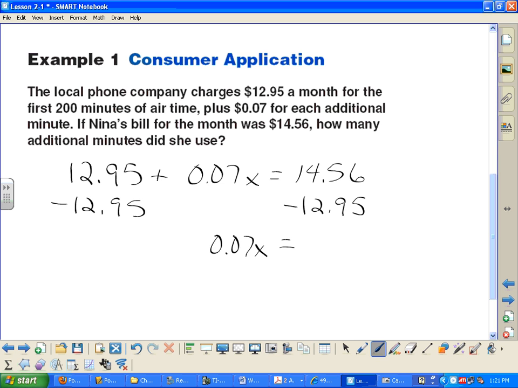Okay, so 14.56 minus 12.95 is $1.61, right? And then divide by 0.07. So what's $1.61 divided by 0.07? What is it? 23. So they talked for an additional 23 minutes.